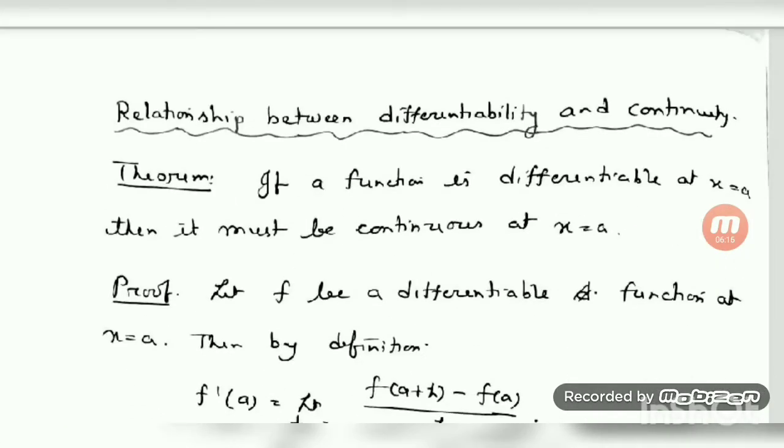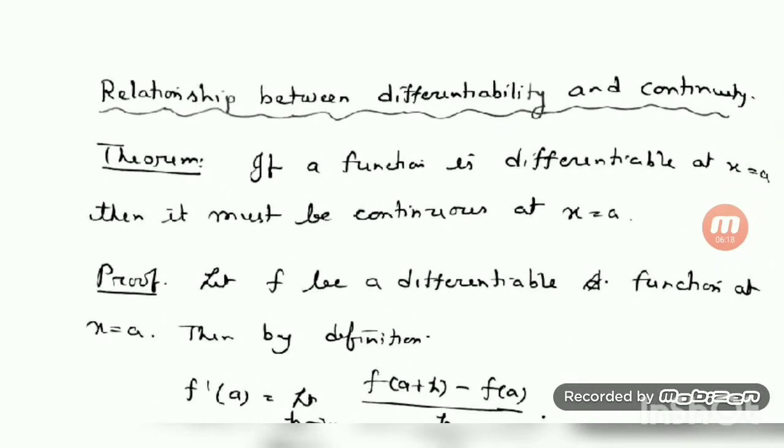Now you see, next we have to know a relationship between differentiability and continuity. You remember, this is a very important theorem or relation. The theorem is stated like this: if a function is differentiable at the point x equal to a, it must be continuous at x equal to a. That means if it is given that it is differentiable, then we can conclude that obviously it will be continuous. Let us prove the result.